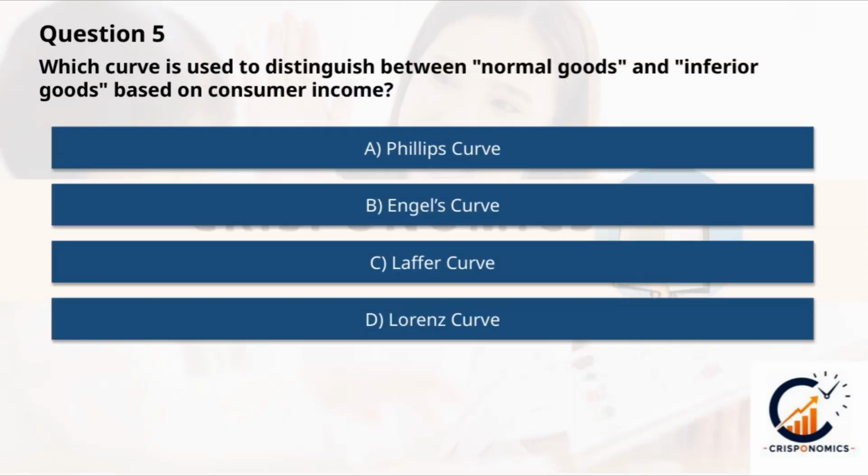Let's take a moment to look at these different economic curves. Each one tells a unique story about behavior and markets. But today, we're focusing on the curve that helps us tell the difference between normal goods and inferior goods based on how consumer income changes. This question asks us to pick which curve does that. It's a key concept in understanding how people adjust their spending as their incomes rise or fall.